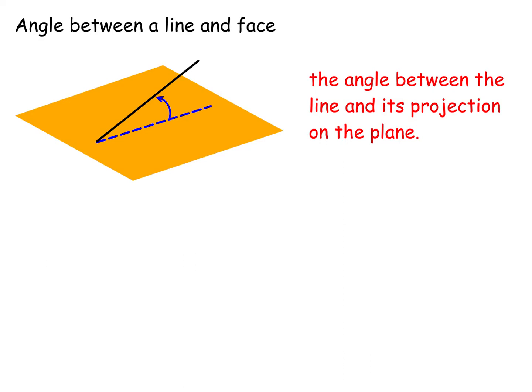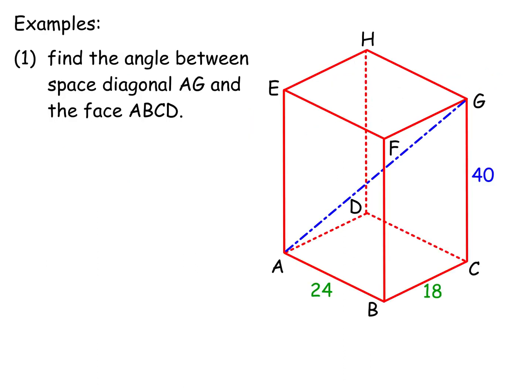So applying this to this cuboid, there's a space diagonal, and it wants the angle between the space diagonal, this line, and the face ABCD, that's like the plane, the flat surface. There's the projection on the plane, like the shadow, that green line. So the blue line has a shadow of that green line, and the angle between the two lines is the angle we're after, the angle between the line and the plane.